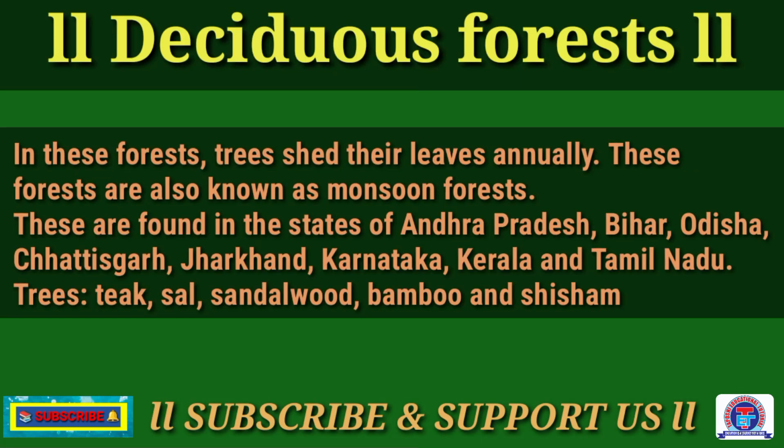Number two, deciduous forest. In this forest, trees shed their leaves annually. These forests are also known as monsoon forests. These are found in the states of Andhra Pradesh, Bihar, Odisha, Chhattisgarh, Jharkhand, Karnataka, Kerala, and Tamil Nadu. Trees found here are teak, sal, sandalwood, bamboo, and sesame.